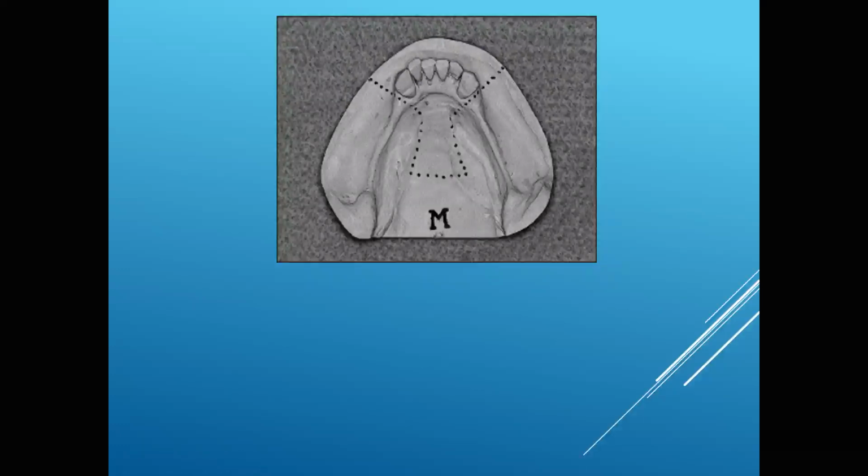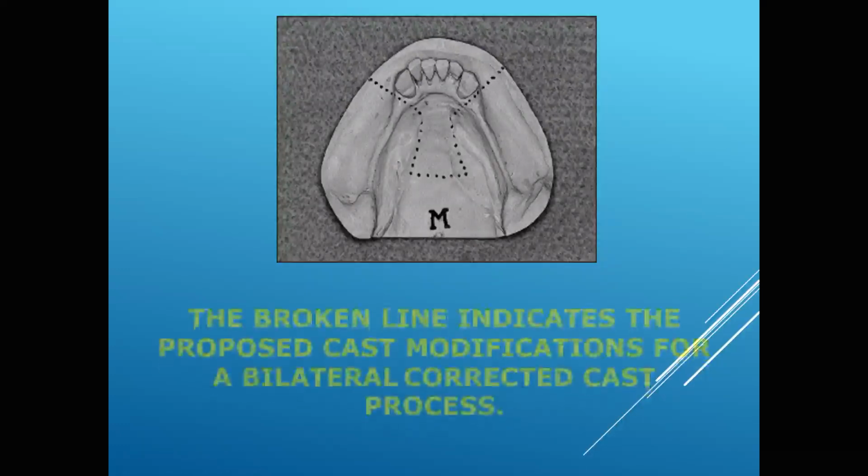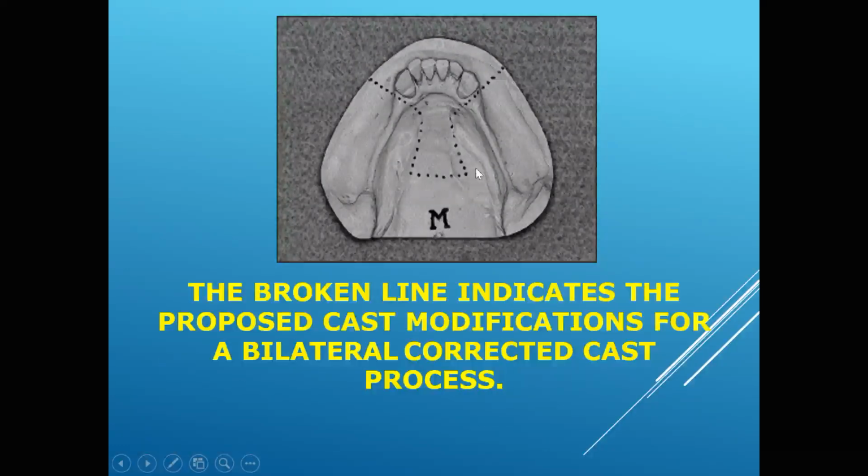If we come back to this slide, this is not the same case, but this is the same process. Someone of you may ask, this case is different. Yes, but it's the same principle. I just want to show you what's going on in the cast. The broken line indicates the proposed cast modification for a bilateral corrected cast process, as you can see here. These dotted lines.